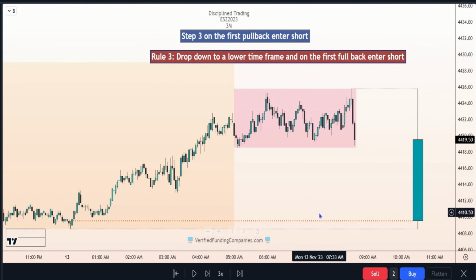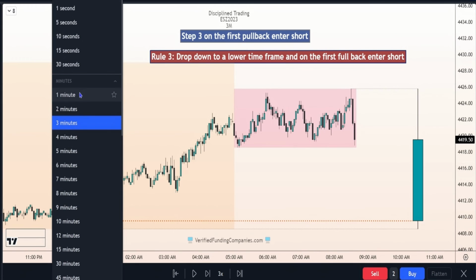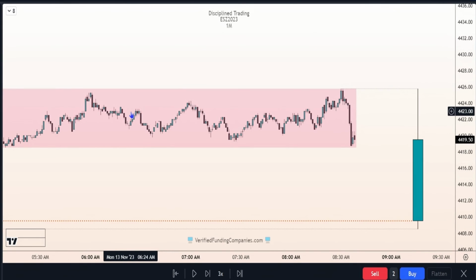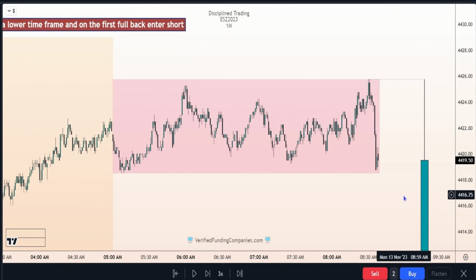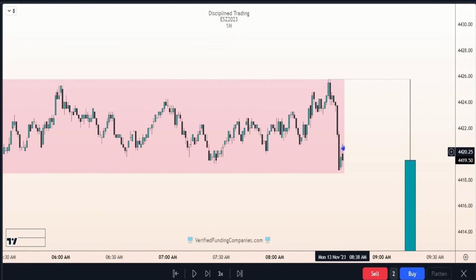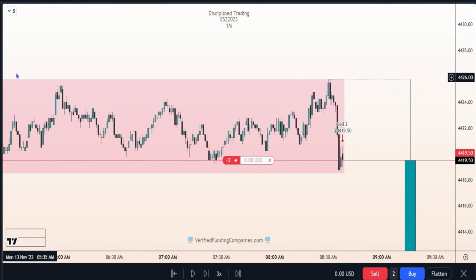Step 3 and rule 3. On the first pullback, enter short. That's step 3, right? But what is the rule? Drop down to a lower time frame, and on the first pullback, enter short. So for me, a lower time frame is going to be the 1 minute with ES. Boom. So there we are on the 1 minute. There's your pullback. It doesn't have to be a big pullback. It just needs to be price needs to stop moving for a second. So we're going to enter short there.